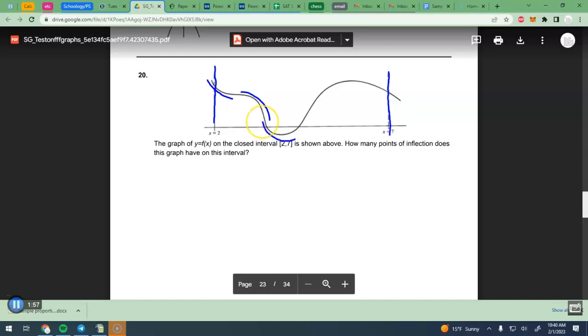Curving down, and then now it's curving up. I don't know exactly where, but somewhere around there it's switched. And then it's curving down again. So I've got a switch somewhere around there, somewhere around there, and somewhere around there. So there's 3 points of inflection because there's 3 times that the graph changes concavity.